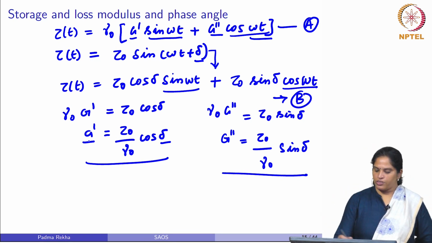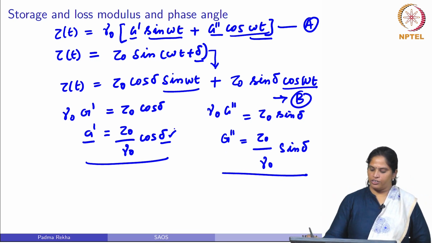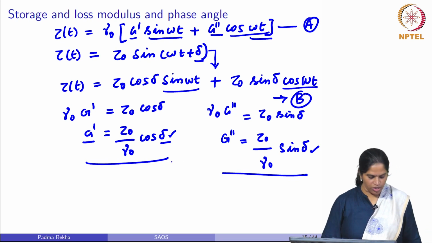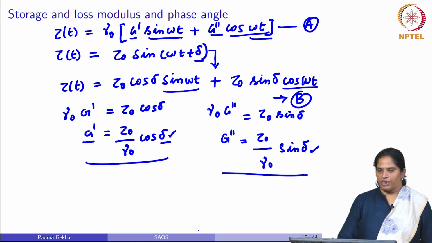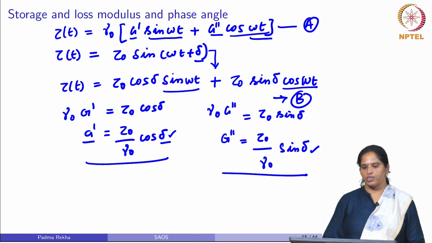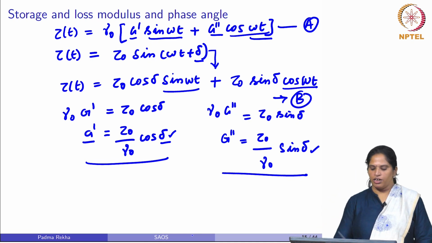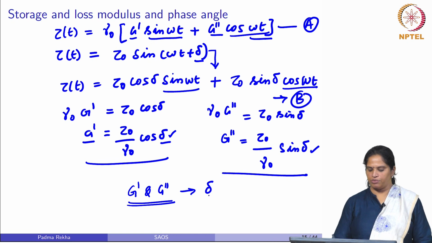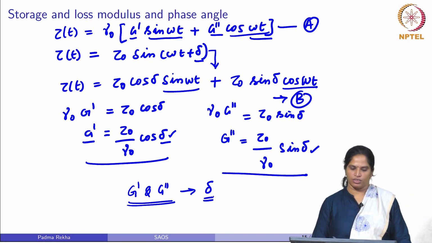So the storage modulus and loss modulus are related to the phase angle, one through a sine function and the other through a cos function. One way of representing material functions for linear viscoelastic behavior, when we subject the material to oscillatory shearing, is using G prime and G double prime values. Both are related, and you can get the relation between them using the phase angle.